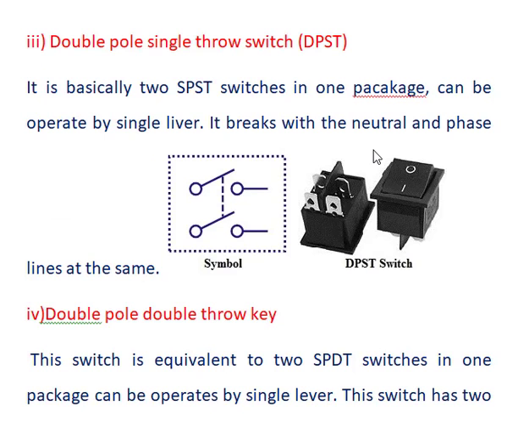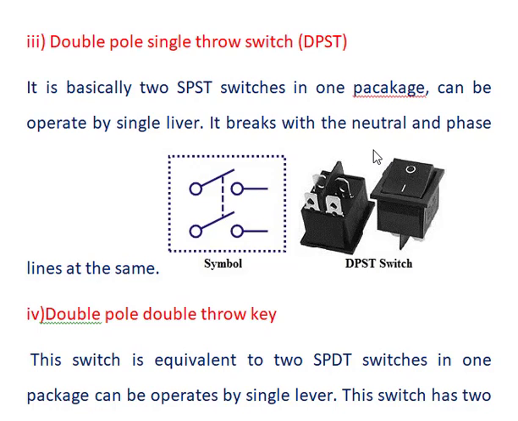Next one is the double pole single throw switch. It is basically two single pole single throw switches in a single package. It can be operated by a single lever. It breaks both the neutral and phase lines at the same time.